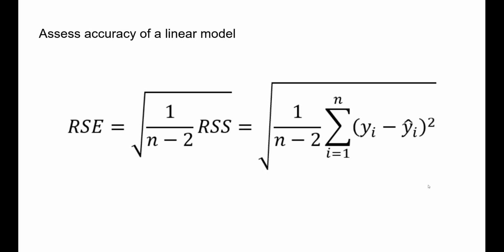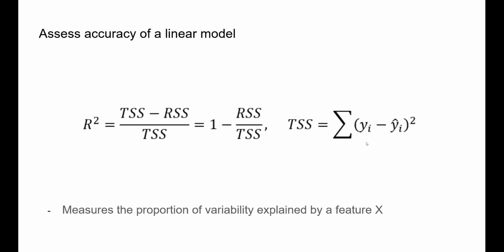Once we know our parameters are relevant, we must assess the model itself. We usually use the residual standard error. Of course, the smaller the value, the better it is, since the difference between predicted and actual is small. Also, we use the R-squared value, which measures the proportion of variability explained by a feature x. As it approaches 1, it means that we are explaining a lot of the variability in our target.